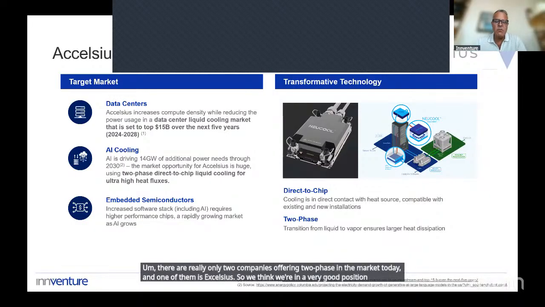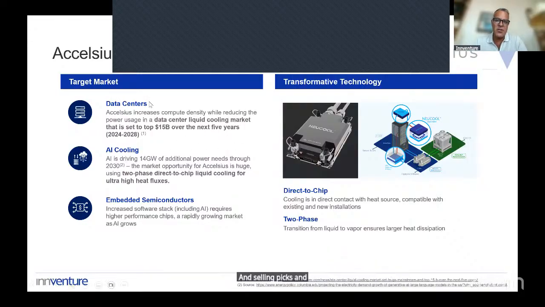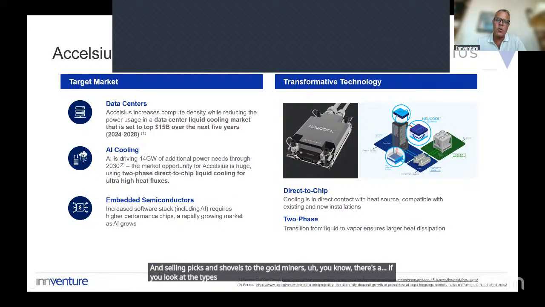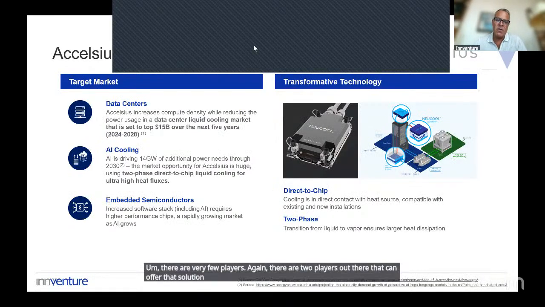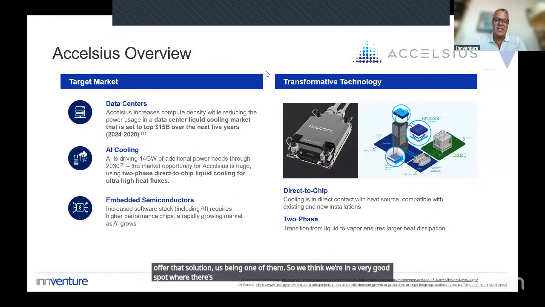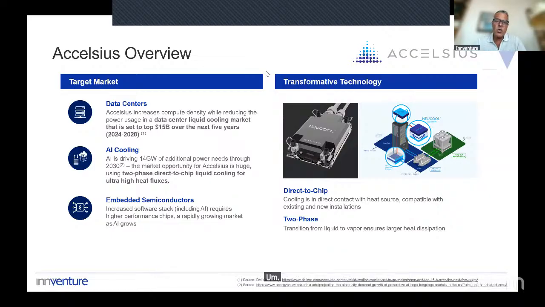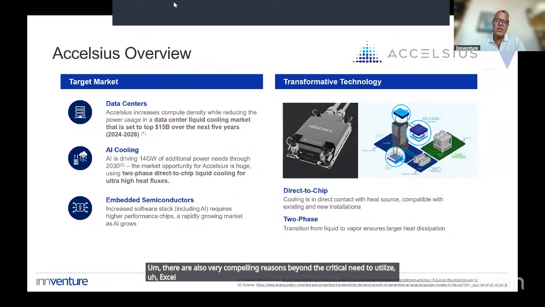I've often used the analogy of a gold rush and selling picks and shovels to the gold miners. If you look at the type of cooling solution that's needed, there are very few players. Again, there are two players out there that can offer that solution, us being one of them. So we think we're in a very good spot where there's a critical need in the industry. There are also very compelling reasons beyond the critical need to utilize Excelsius solution because there's a significant cost advantage.